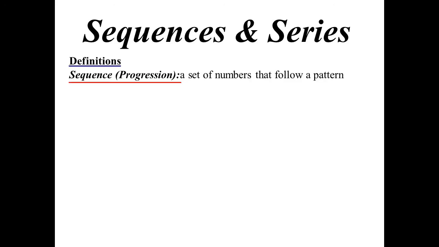Let's start off with sequences and series, and there actually is a subtle difference between a sequence and a series. A sequence is just a set of numbers that follows a pattern, sometimes called a progression. A series is when we add those numbers together. So the sequence, for instance, would be 2, 4, 6, 8, whereas the series would be 2 plus 4 plus 6 plus 8. The series has a plus sign in there.